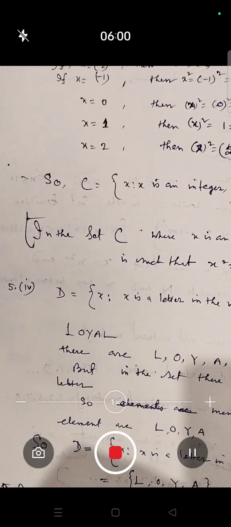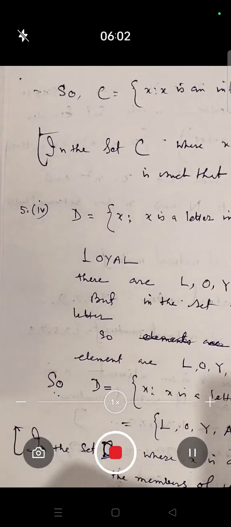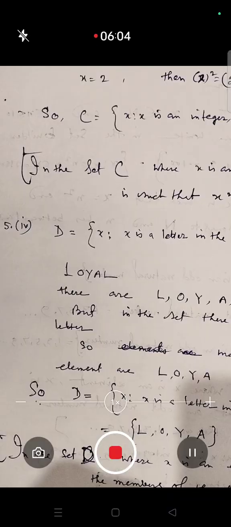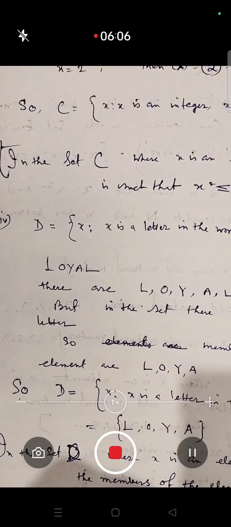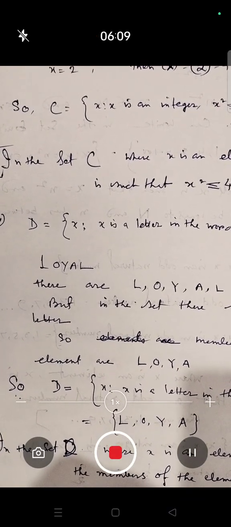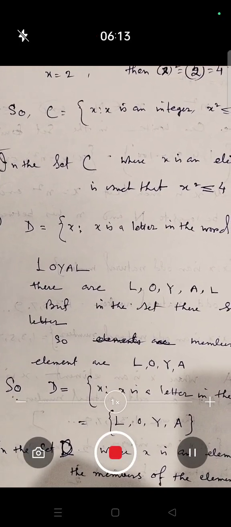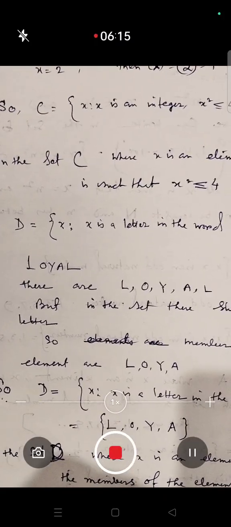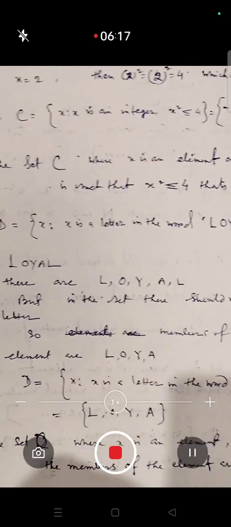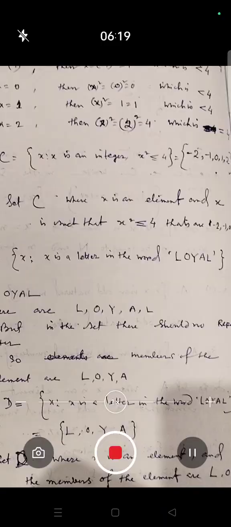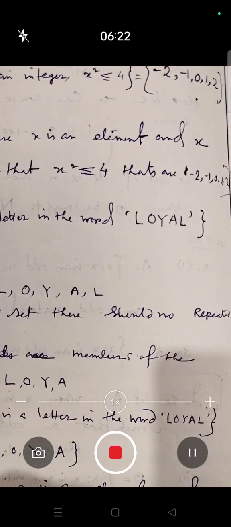Okay, and now next, 5, 4. D is a set where x is an element of the set D and x is such that x is a letter in the word loyal.